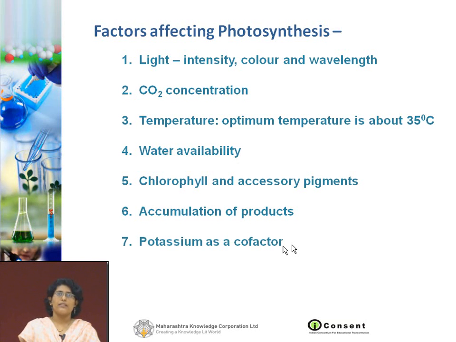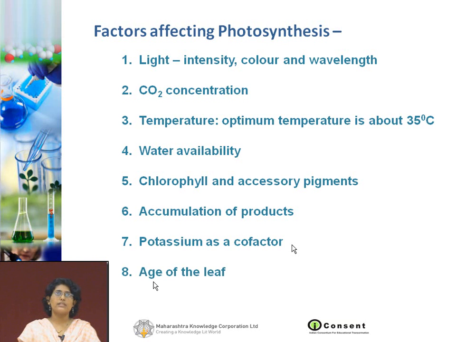Potassium as a cofactor. We will see in the next part of this lecture how photosynthesis takes place. All these reactions involved in photosynthesis require potassium as a cofactor. Because all the metabolic processes carried out in organisms are helped by enzymes, and these enzymes require cofactors. For the enzymes involved in photosynthesis, potassium is an important cofactor. So if potassium is not available for the plants, the rate of photosynthesis will either decline or photosynthesis will not take place at all.